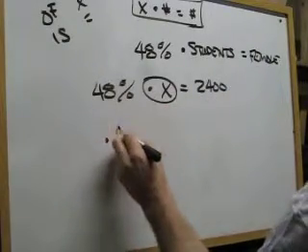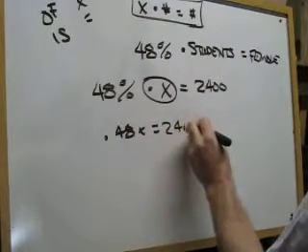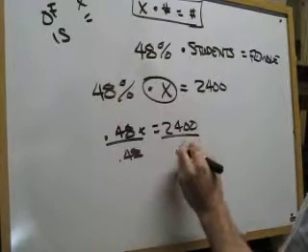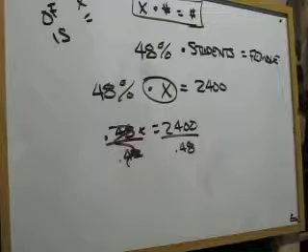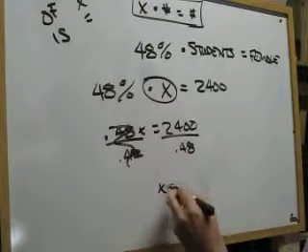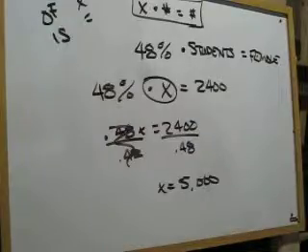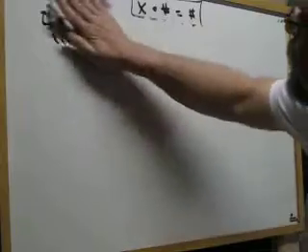So we change this to 0.48. Divide by 0.48. You divide that out, 2,400 divided by 0.48, and you'll end up with X equals 5,000. So out of the 5,000 students, 2,400 are females.